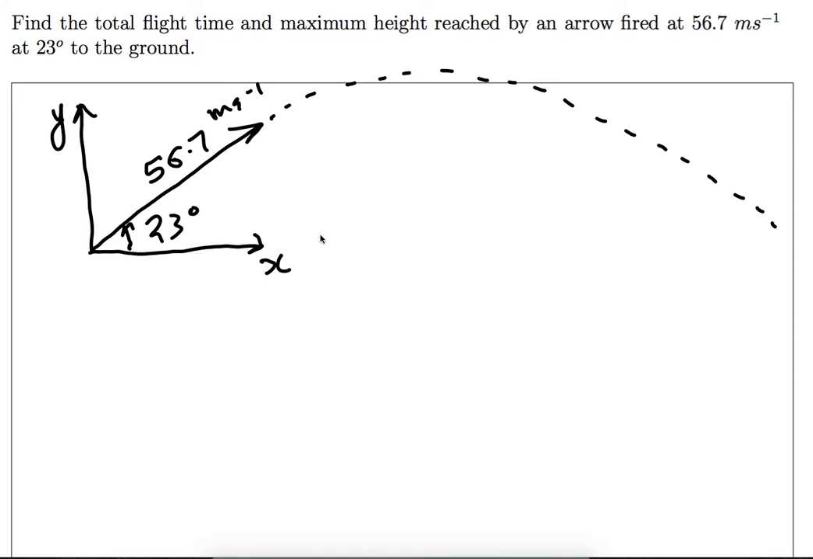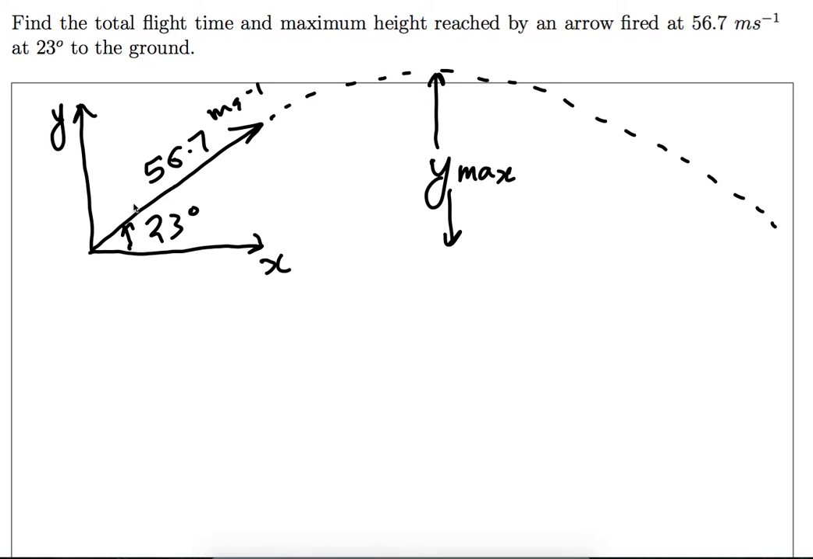So we want to know the maximum height reached. Let's call that y max rather than h. So the maximum height that it's going to reach. And we want to know how long it takes from start to finish until it gets to the end. So the first thing we want to do is divide.